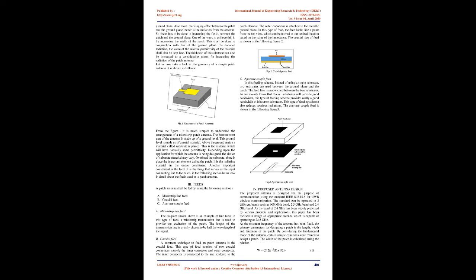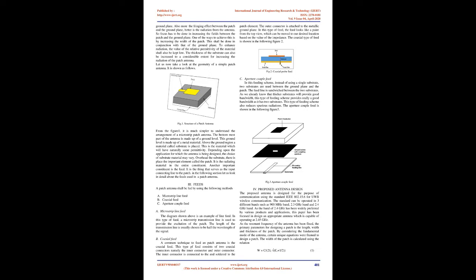The choice of material also has a key role in the radiation between the patch and the ground plane. The variable for the thickness of the substrate is h and that for the material is its permittivity, epsilon r. This is called the relative permittivity. It is now very clear that the radiation happening in a patch antenna is due to the fringing effect between the patch and the ground plane. Also, the more the fringing effect between the patch and the ground plane, the better the radiation from the antenna. So focus has to be on increasing the fields between the patch and the ground plane.